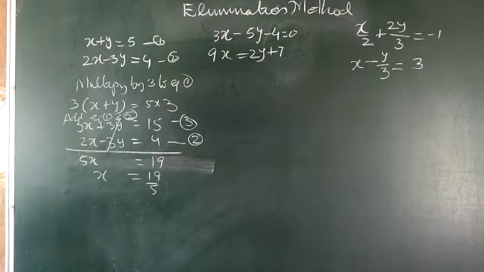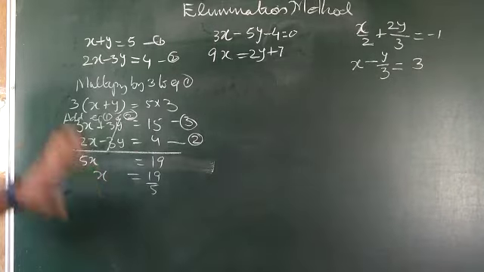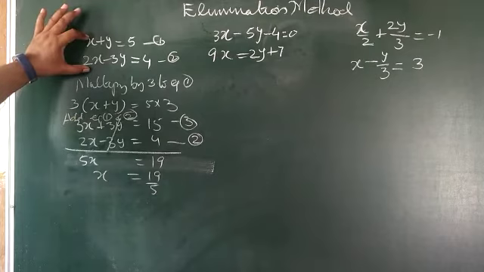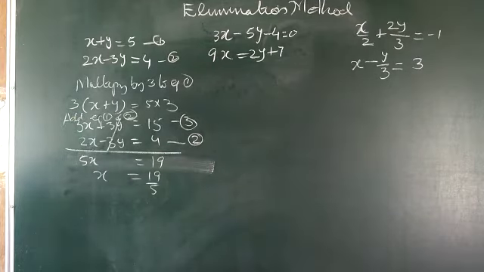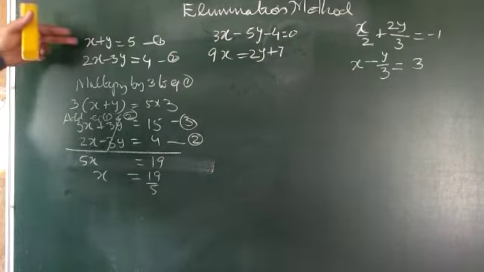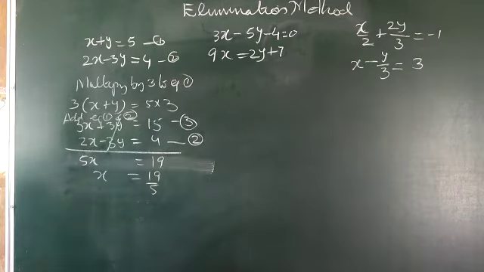Now we have found x. To find y, we have to eliminate x. So how will we eliminate x? Now we have to multiply this by 2.